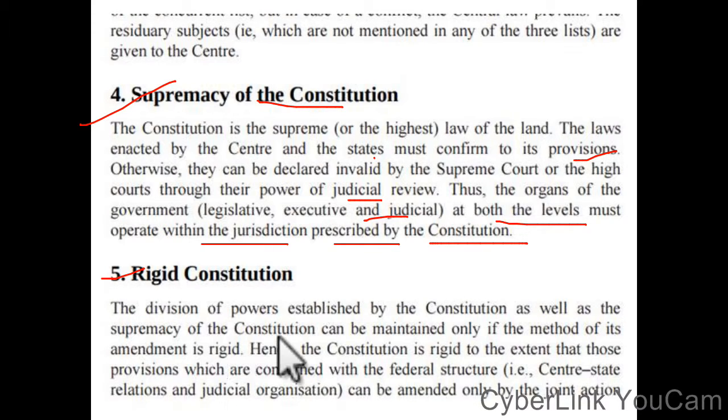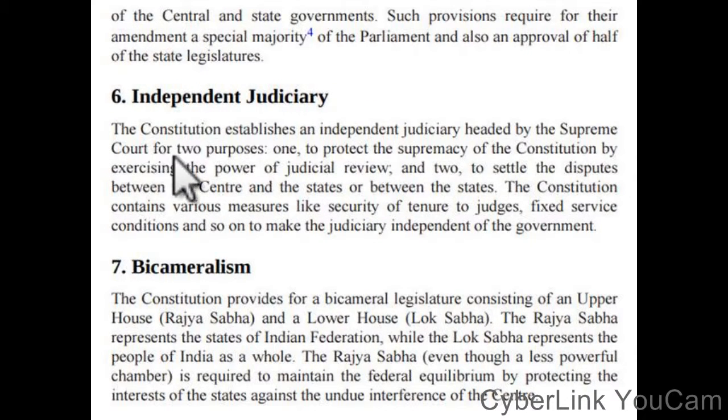Rigid Constitution. The division of powers established by the Constitution, as well as the supremacy of the Constitution, can be maintained only if the method of amendment is rigid. Hence, the Constitution is rigid to the extent that those provisions concerned with the federal structure, center-state relations, and judicial organization can be amended only by the joint action of the central government and the state governments. Such provisions require for their amendment a special majority of the Parliament and also the approval of half of the state legislatures.